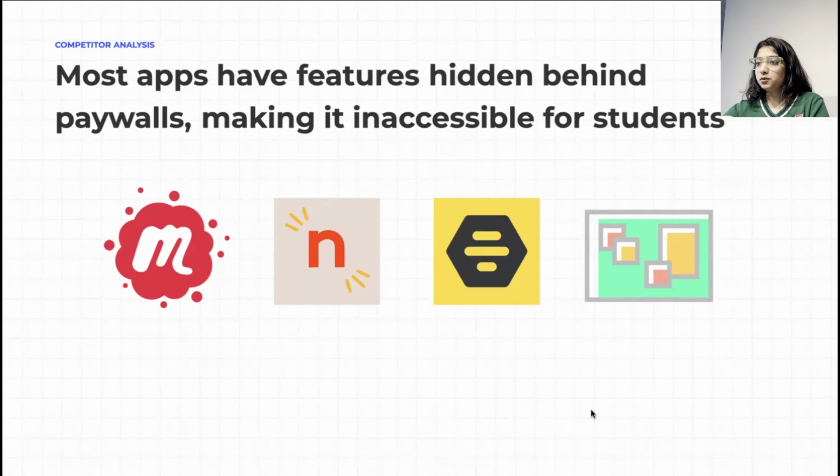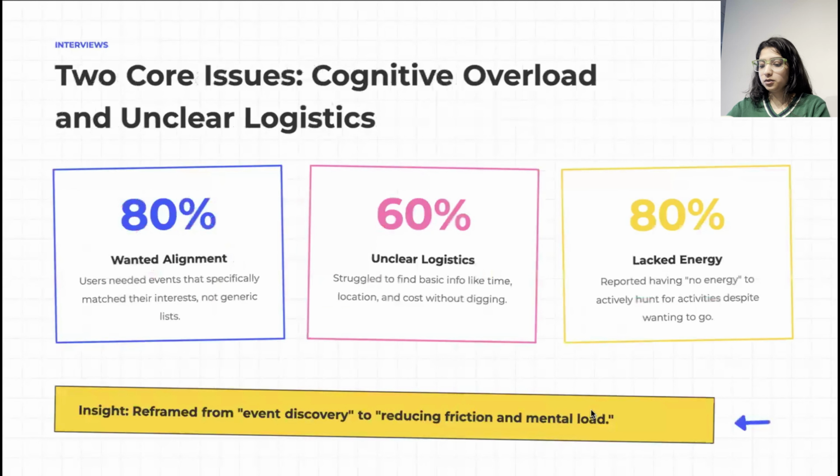So to answer that, I moved into more research through interviews, and we interviewed five participants. Three patterns showed up really quickly. 80% of users wanted events aligned with their interests. 60% of users struggled with unclear logistics, and 80% of people said that they didn't have energy to actively hunt for activities, even if they wanted to go.